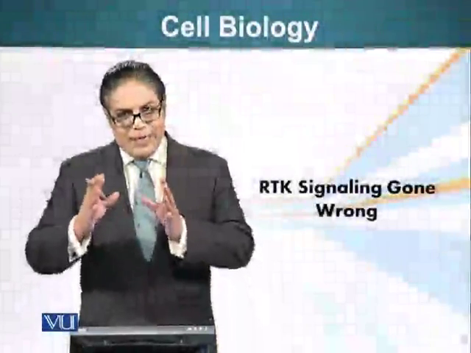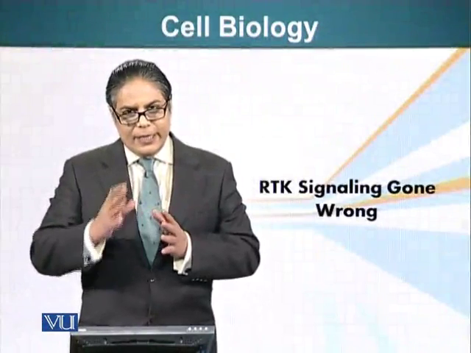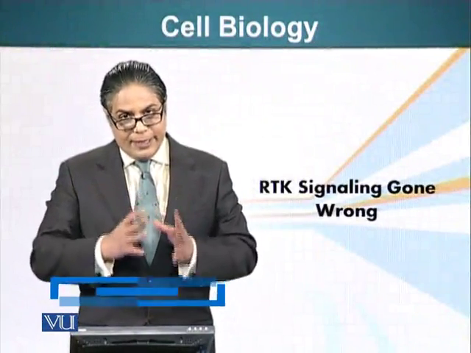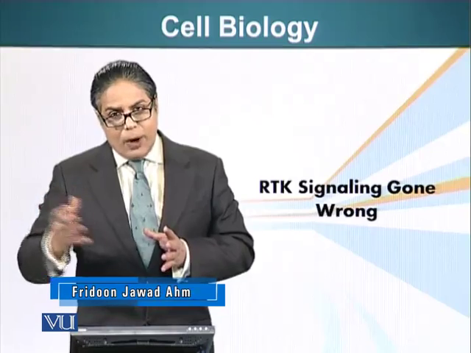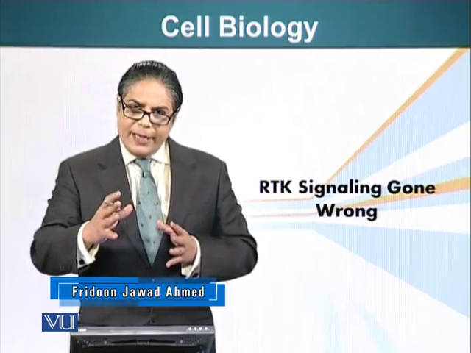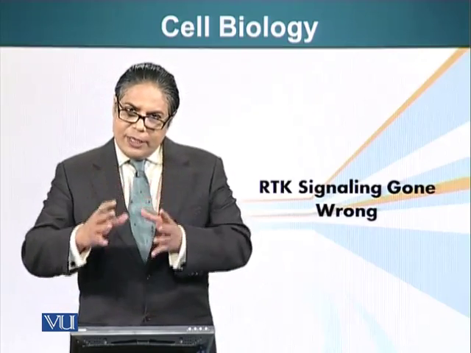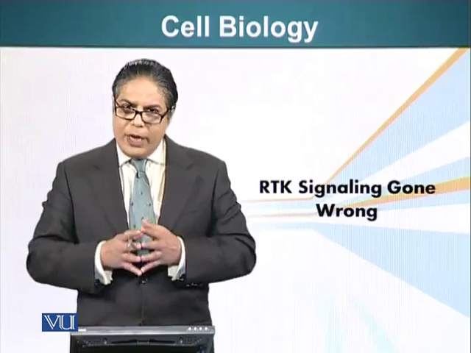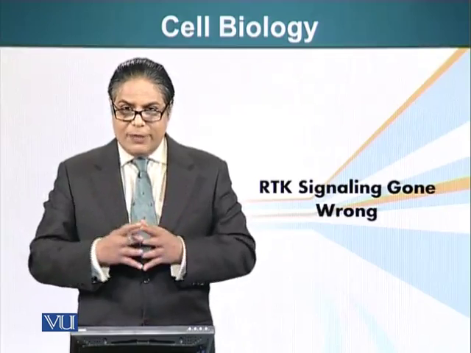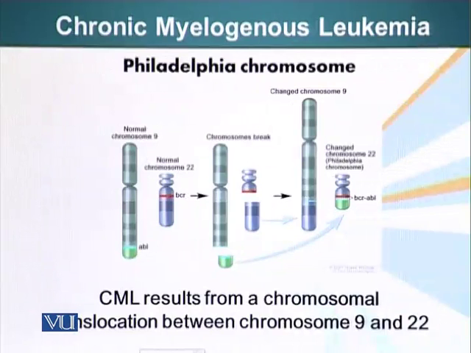We have said that signals received by receptor tyrosine kinases result in, among other things, telling cells to divide. What happens when something goes wrong? One of the things these signals do is result in activation of certain proteins, especially their kinase activity. So what happens when things go wrong? Let's look at an example that happens in nature.